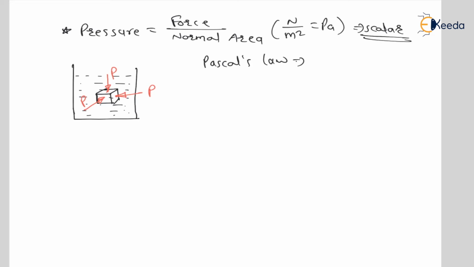If I consider a point in a fluid, along all the directions it is compressive and normal. Compression means normal, it is compressive, the magnitude is the same, and along all the axes it is compression.